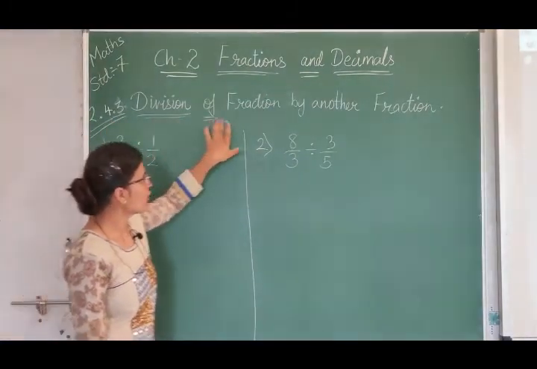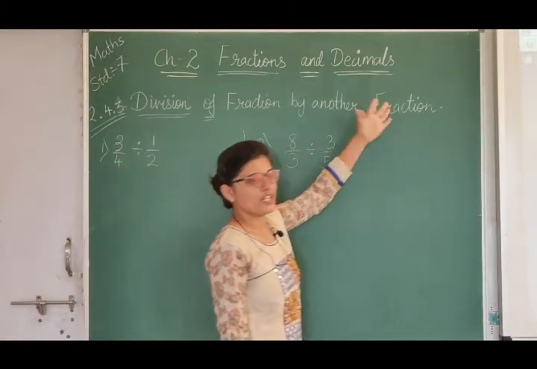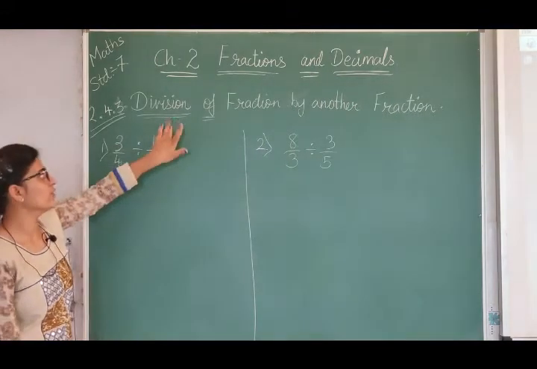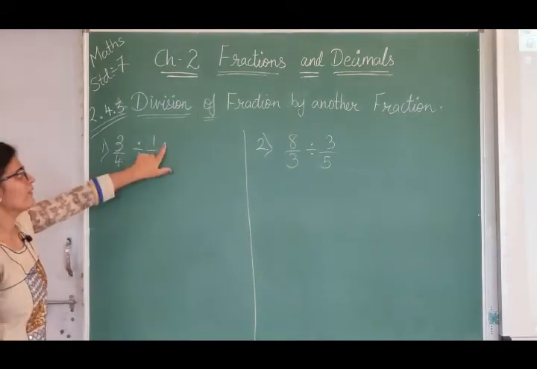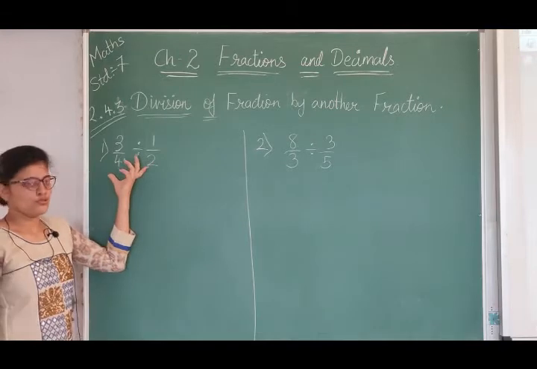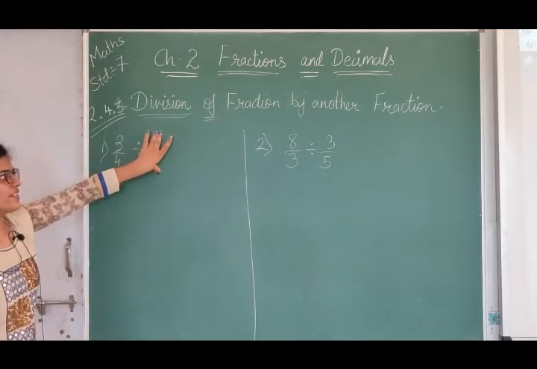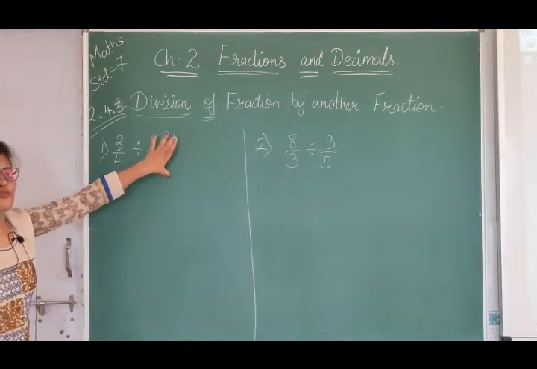2.4.3 Division of fraction by another fraction. Now two fractions are given to you and you have to divide them. 3 by 4 divided by 1 by 2. Same thing we have to do over here also. A fraction is given, we have to take the reciprocal of the fraction.